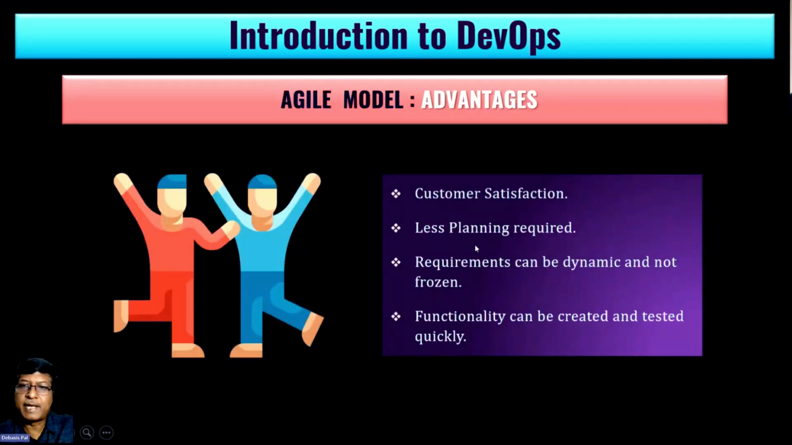Customer satisfaction, less planning required. Requirements can be dynamic and frozen functionality. So requirements are always dynamic. It keeps on changing. It keeps on adapting. It depends on the market. You pick up the best fit requirements at that point of time, which have a business value, and deliver them. Don't take 1 year. Take 1 month to deliver, say, 20 good features of business value. And the functionality can be created. So all these things are because of the agile model.